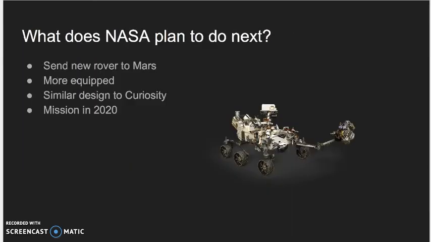So what does NASA plan to do next? They're going to send a new rover to Mars. It's going to be more equipped, but it has a similar design to the Curiosity rover that you saw a picture of earlier in the video. This rover is going to be sent to Mars in 2020, and it's going to have a similar plan. It's just going to be finding more samples and trying to find out the habitability of Mars that it once had.